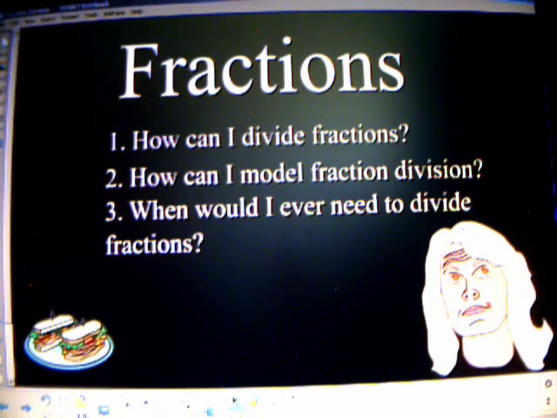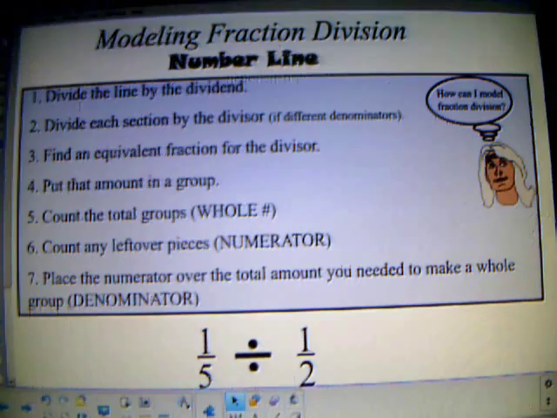Questions we need to answer. How can I divide fractions? How can I model fraction division? And when would I ever need to divide fractions? Let's begin with how to divide fractions with a model.